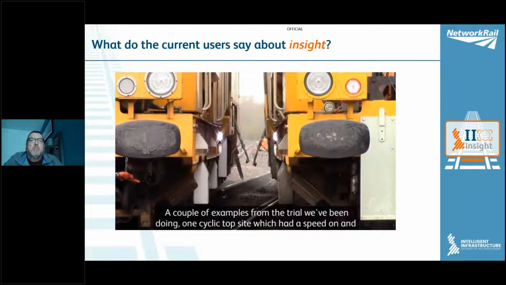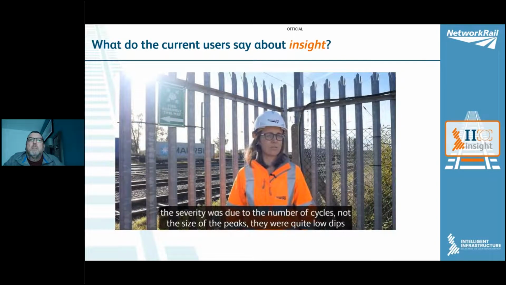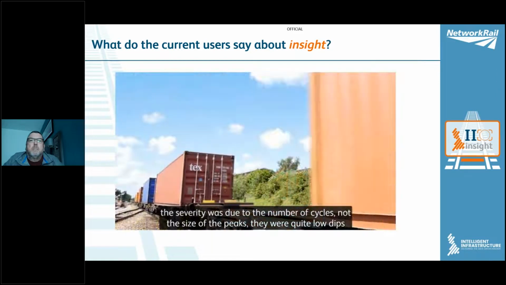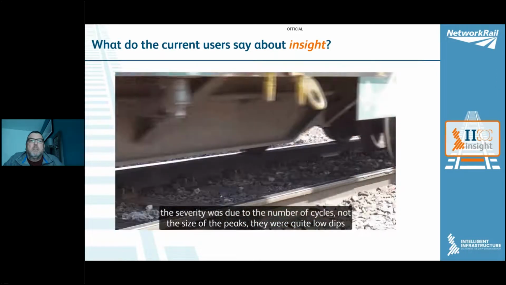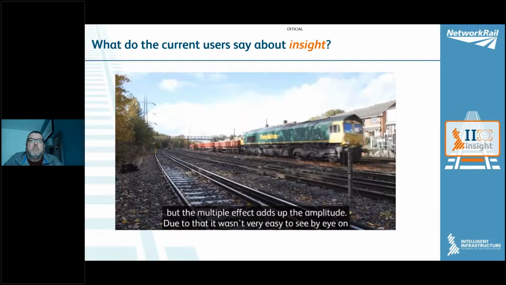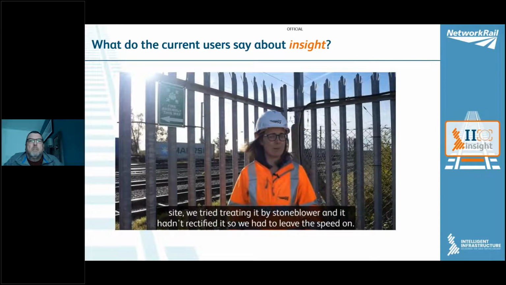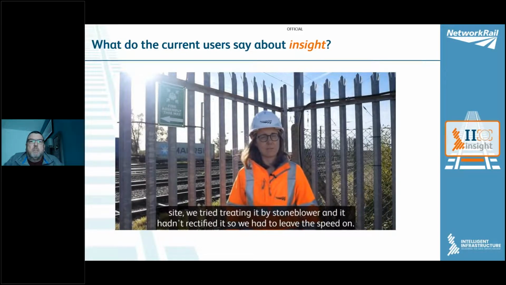So a couple of examples from the trial we've been doing. We had one cyclic top site which had a speed on, and the severity was actually due to the number of cycles and not the size of the peaks. So they were quite low dips, but the multiple effect adds up the amplitude. Due to that, it wasn't very easy to see by eye on site, and we tried treating it by stone blower, and it hadn't rectified it, so we had to leave the speed on.